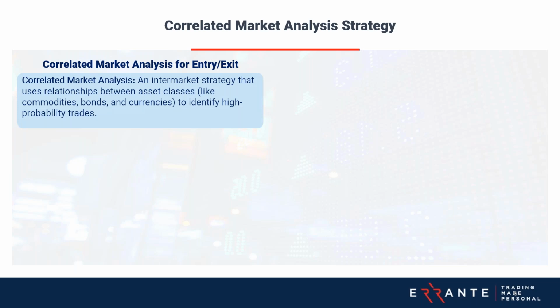Correlated market analysis helps us leverage the relationship between the various markets to enhance our trading decisions. For example, if you're trading currency pairs like USD CAD or AUD USD, knowing the trends in commodities such as oil or gold can provide an edge. If oil prices rise, for example, commodity currencies like CAD, the Canadian dollar, tend to follow, and we can use this correlation to enter trades at optimal points.